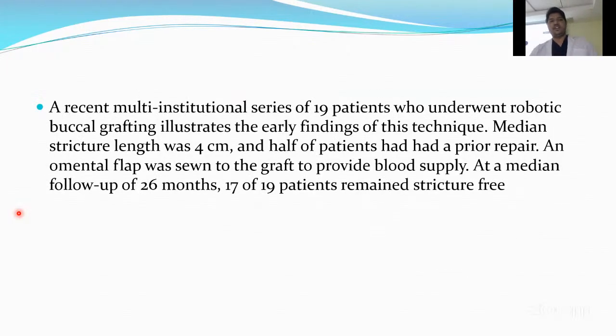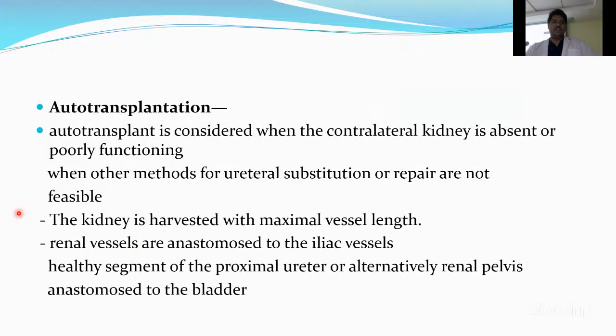A recent multi-institutional series of 19 patients who underwent robotic buccal mucosa grafting illustrates the early findings of this technique. The median stricture length in this series was 4 centimeters, and half of the patients had a prior repair. An omental flap was sewn to the graft to provide blood supply. At a median follow-up of 26 months, 17 of 19 patients remained stricture free.